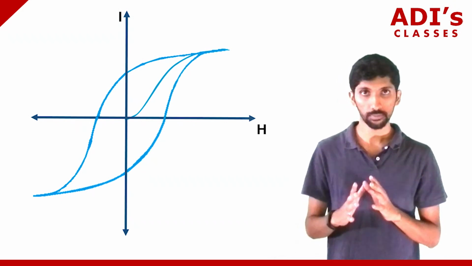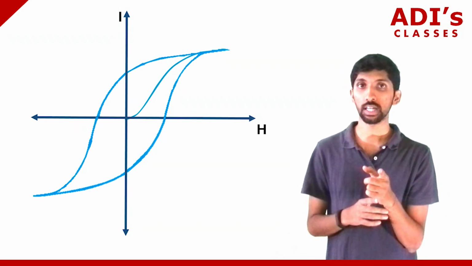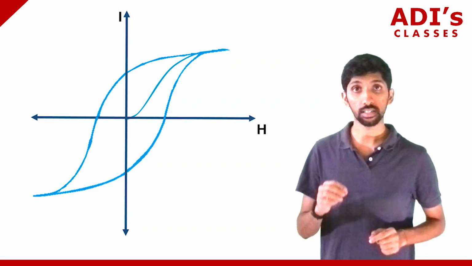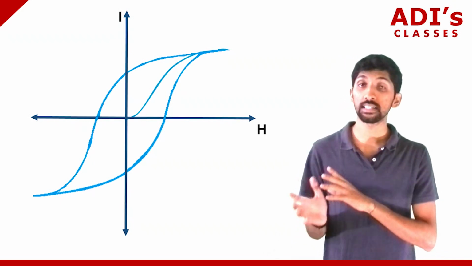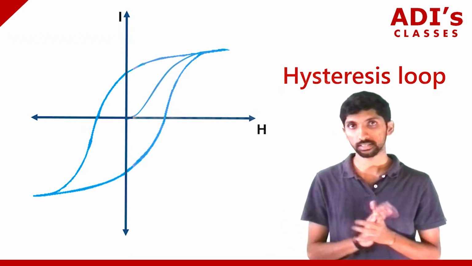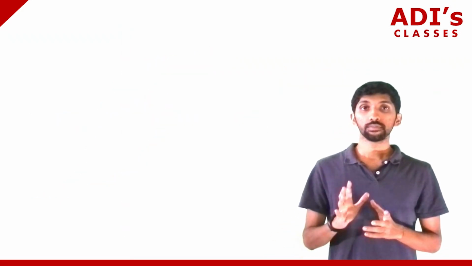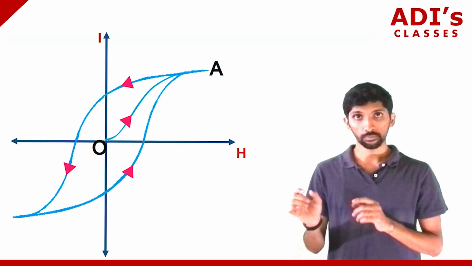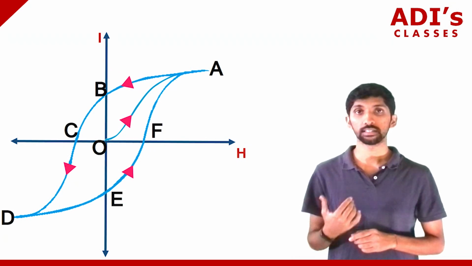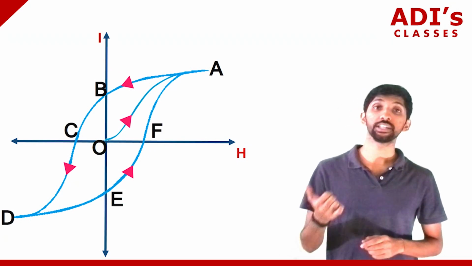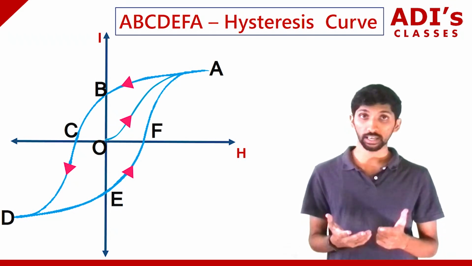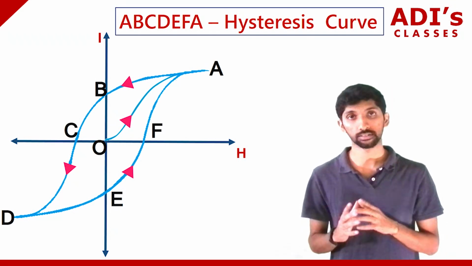If you look at the curve, you reach back at the same point as the positive saturation, correct? So this particular curve is what we call a hysteresis curve, or hysteresis loop, or hysteresis loss. All three are the same. We started from O, reached A, then B, then C, then D, then E, then F, then we reached back A, correct? So A, B, C, D, E, F, A is the whole hysteresis curve.